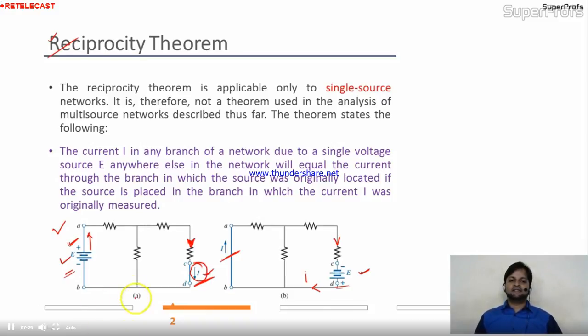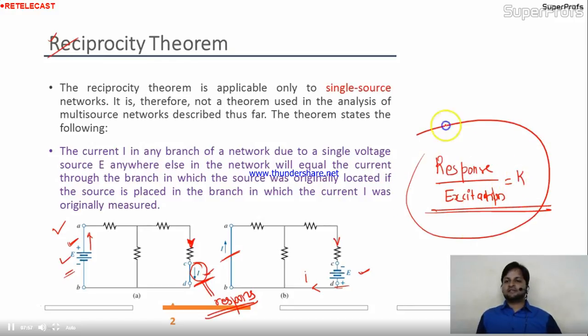Another way I can say the statement is, see, this is the response, right? I is the response due to this. So according to the reciprocity theorem, the ratio of response to excitation is constant, or I can say the output and input ratio is constant. Okay, this is nothing but the reciprocity theorem.